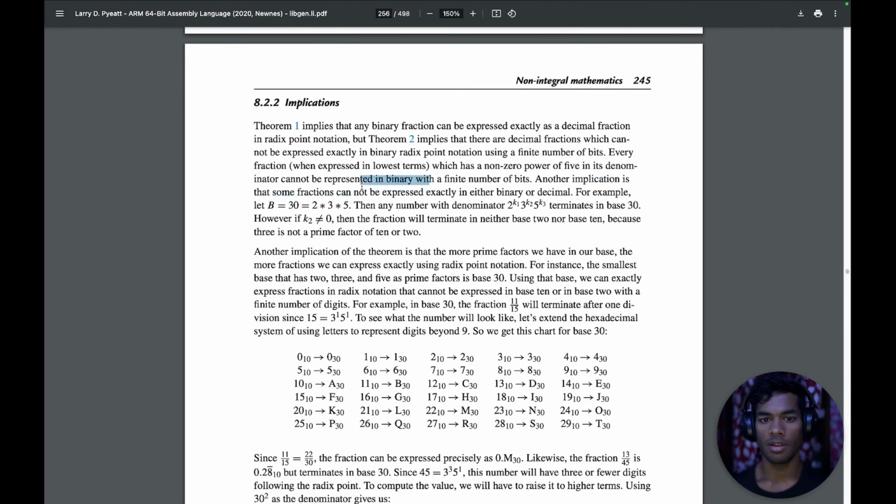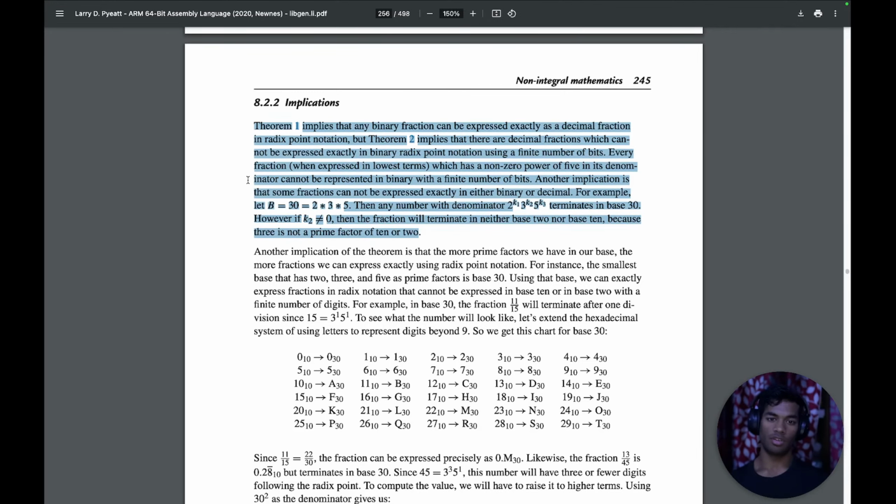Another implication is that some fractions cannot be expressed exactly in either binary or decimal. For example, b equals 30, 2 times 3 times 5. Then any number with the denominator of this form terminates in base 30. However, if k3 is not equal to 0, then the fraction will terminate in neither base 2 nor base 10, because 3 is not a prime factor of 10 or 2.